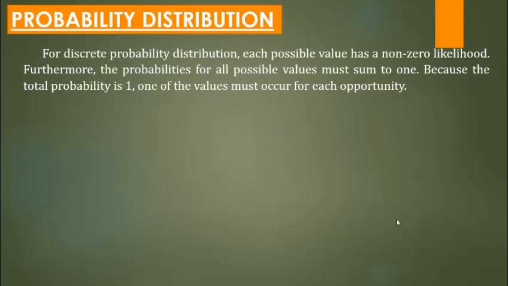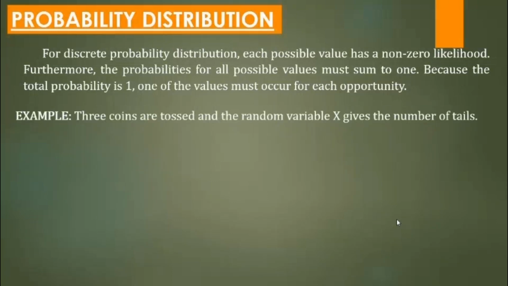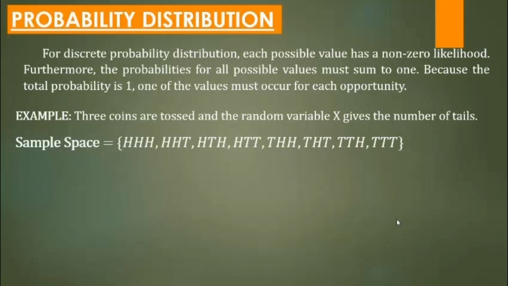So, let's have this example. 3 coins are tossed and the random variable x gives the number of tails. So in here, we have the sample space. When we say sample space, this is the list of all possible outcomes. So in here, we have 8 possible outcomes in terms of tossing 3 coins. And then we have the range space. When we say range space, it is the interval that contains all the values of the random variable. So since we are looking for the number of tails, among the possible outcomes, there are 0, 1, 2, and 3 tails in the list of possible outcomes.